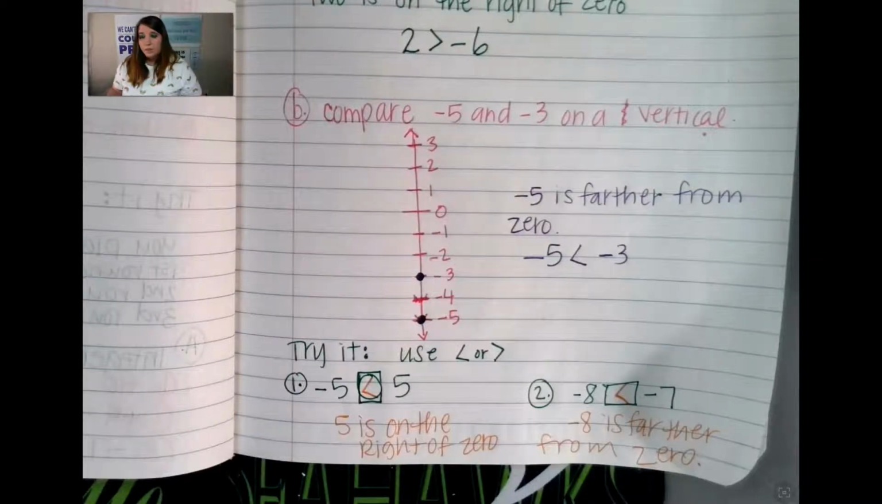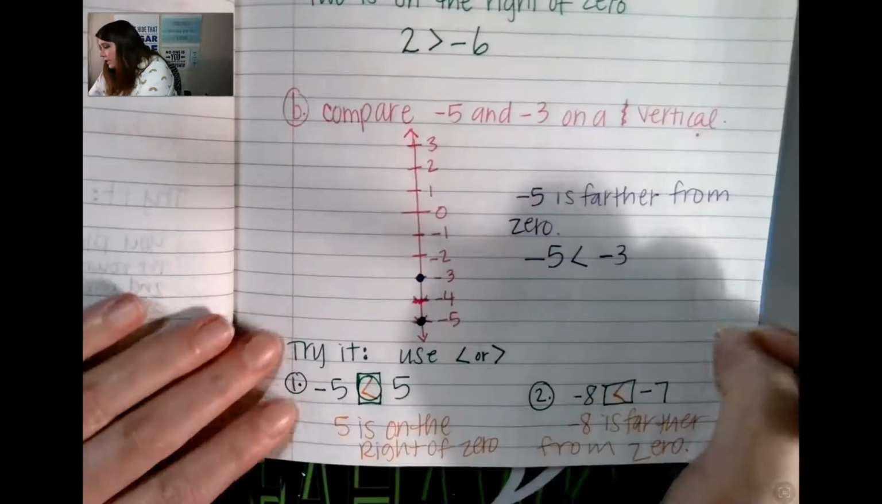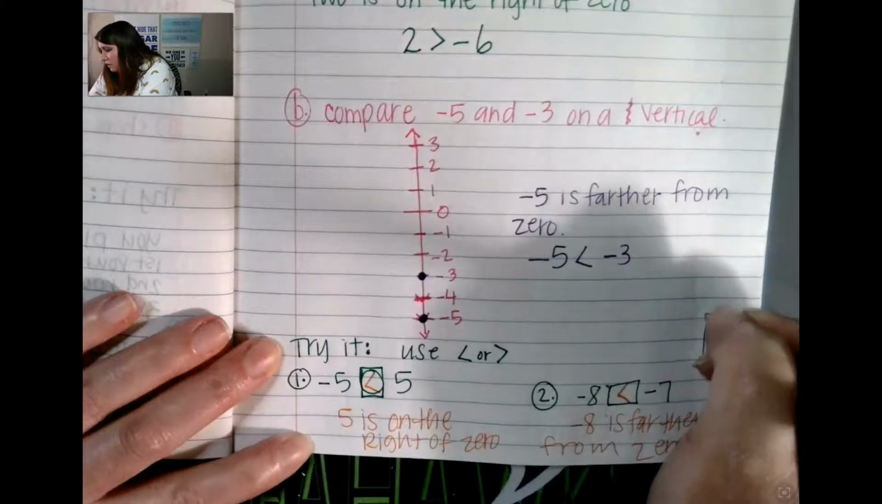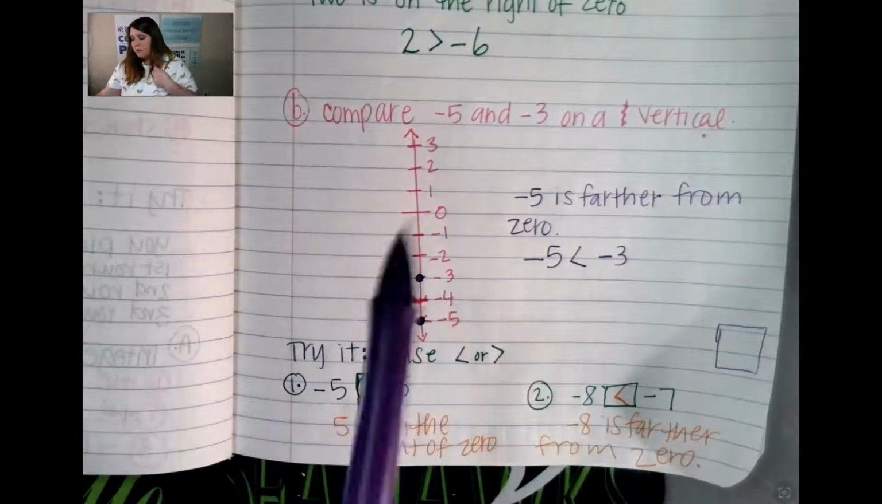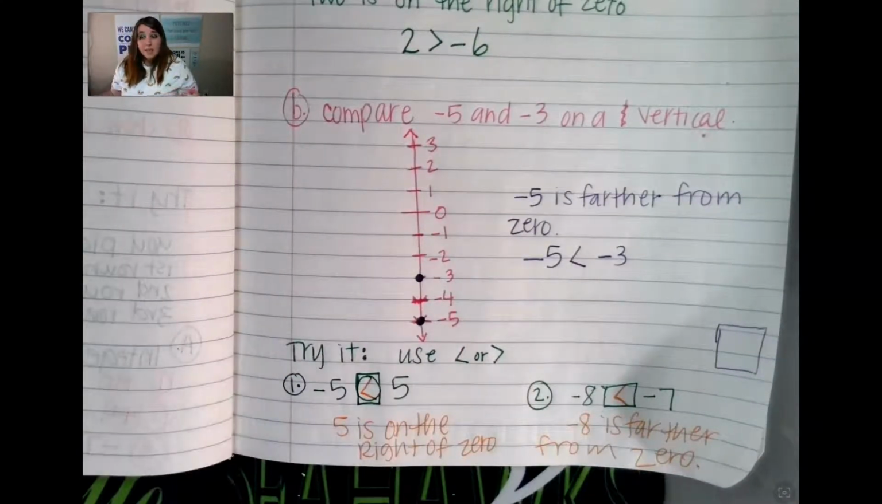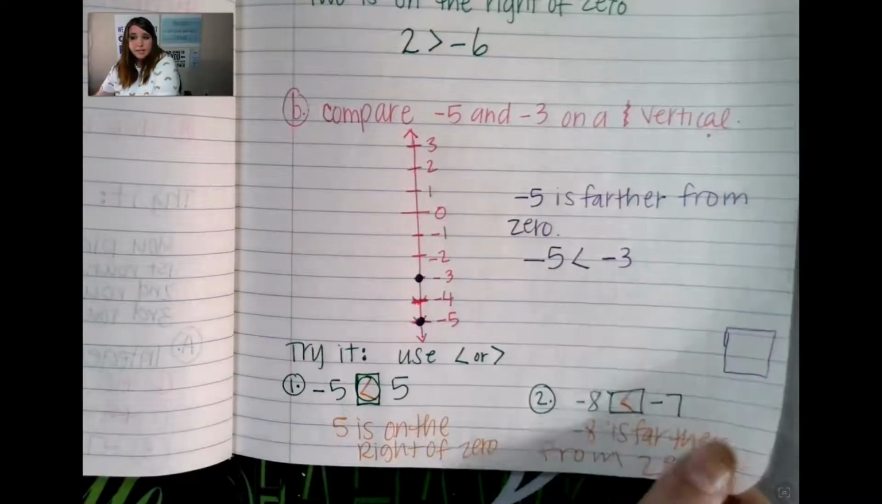Okay, so go ahead and rate your understanding of graphing on vertical and horizontal lines. And how do you feel about identifying which one is bigger and which one is smaller? So which one's greater, which one's less than?